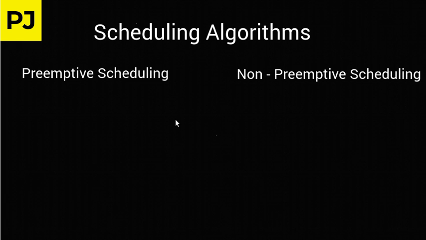Before discussing the scheduling algorithms in detail, let's start with a classification of the scheduling algorithms. There are two types of scheduling algorithms. One is preemptive scheduling, another one is non-preemptive scheduling. Let's take an example of preemptive scheduling.